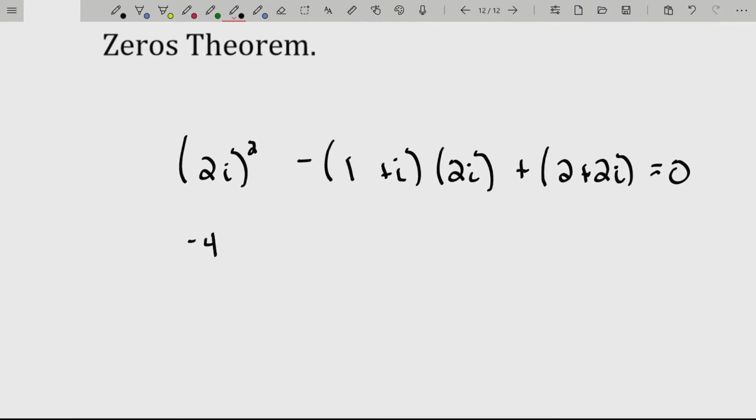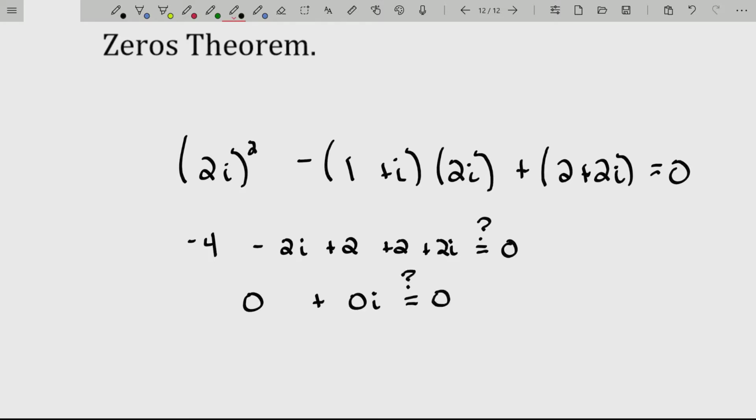And so 2i being squared is actually a negative 4, right? Because that's 4 times i squared, which is negative 1. Minus, let's go ahead and distribute that 2i through. So minus 2i and minus i times 2i is a minus 2i squared, but remember i squared is a negative 1, so it's a plus 2, and then plus 2 plus 2i. When you group all that information up, is that 0? You get negative 4 plus 2 plus 2, and you have a negative 2i plus 2i. The question is, is that 0? And the answer is heck yeah.